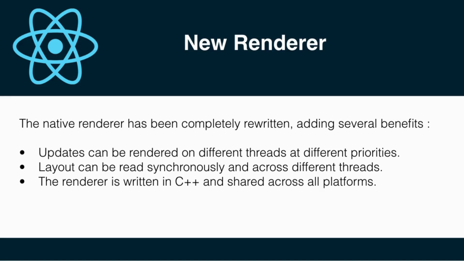For example, view flattening was an Android-only optimization to avoid deep layout trees. The new renderer, with its shared C++ core, brings this feature to iOS. This optimization is automatic and does not require setup. It comes for free with the shared renderer.